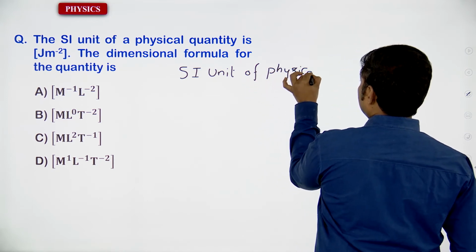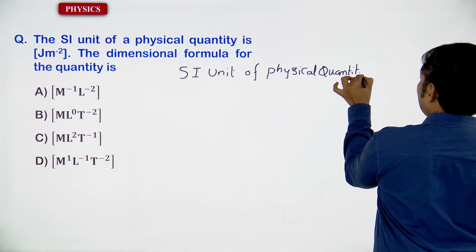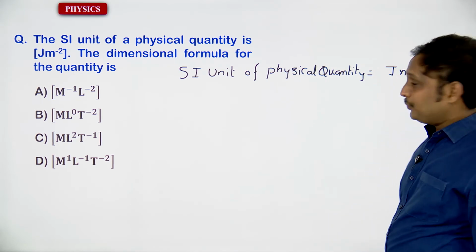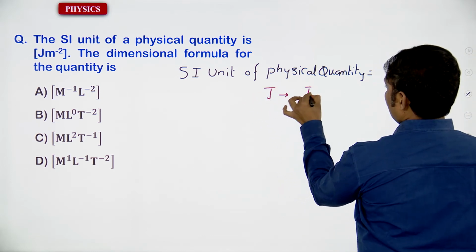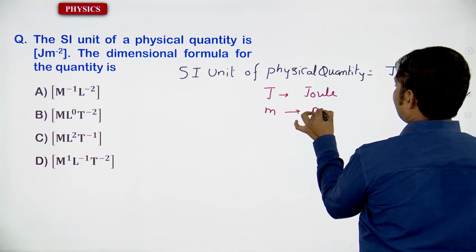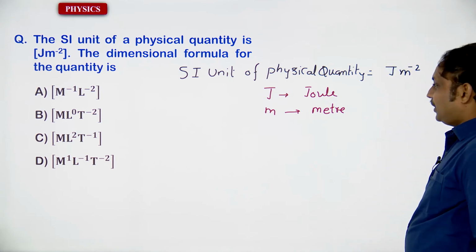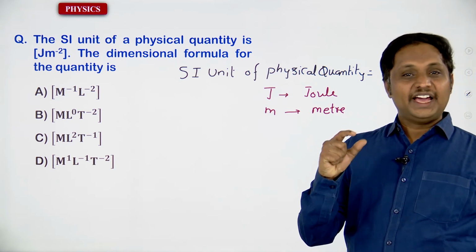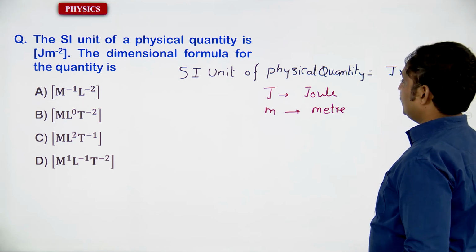It's very clear. You can go for this one. That is going to be joule meter square. Just you have to write down. J is going to be joule, M is going to be meter. It's very clear. Okay, you have to confirm. Joule is a derived unit to represent the energy. You have to take that joule and you can follow that.